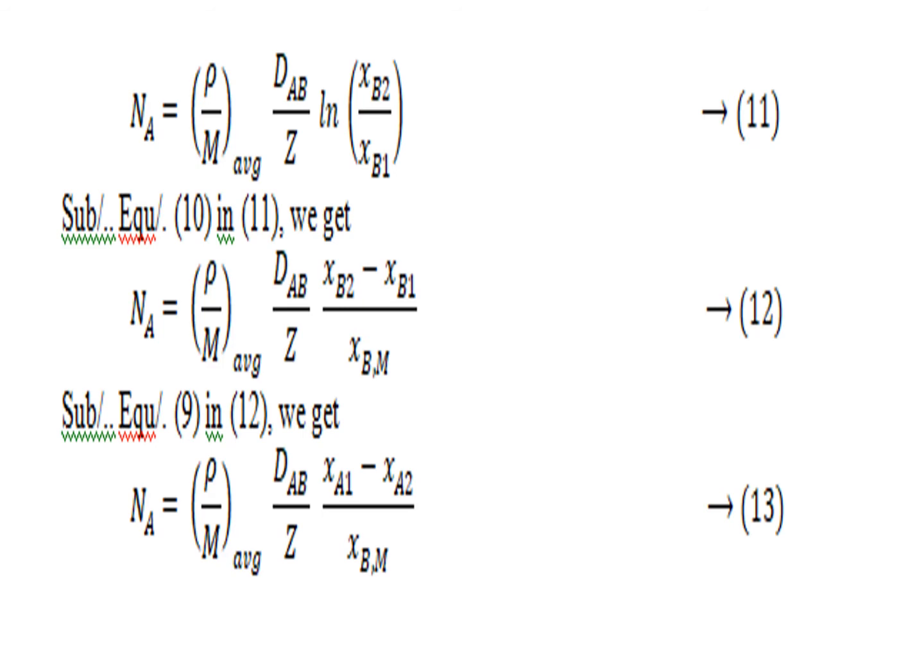What is that? So rearrange the expression. We get XB2 minus XB1 divided by XBm. This is the 12th expression. Substitute equation 9 in 12. So the 9th expression: Na is equal to rho by M average DAB by Z. What is that? XB2 minus XB1, that is equal to XA1 minus XA2 divided by XBm. This is the 13th expression.